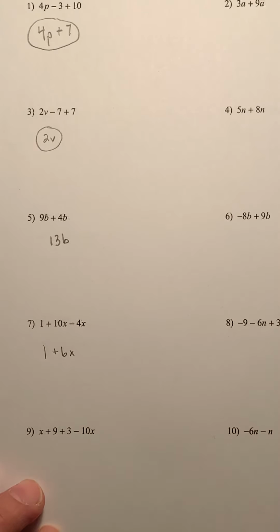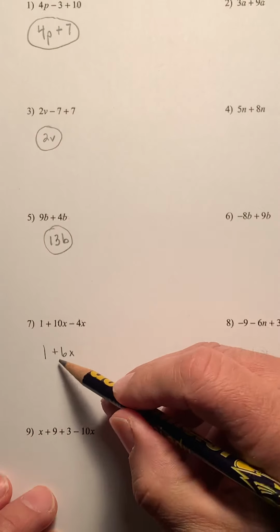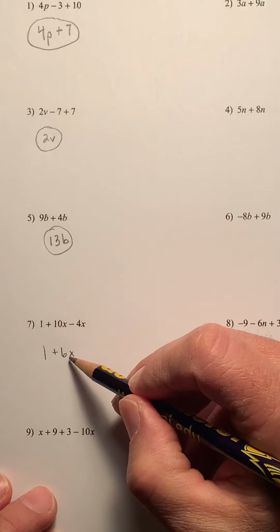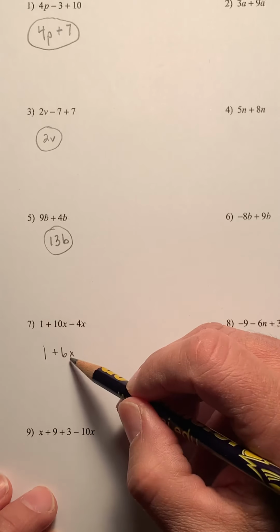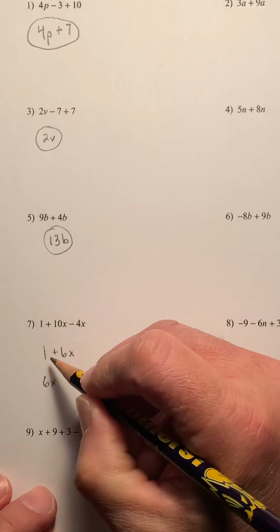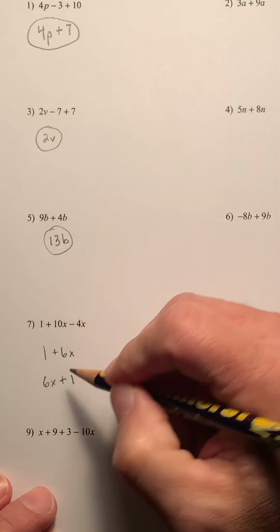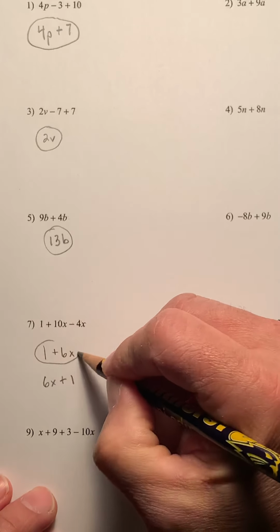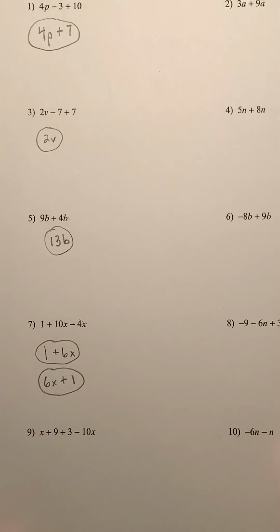Now, something to get used to, something you want to get in the habit of as you get into higher and higher mathematics, is you always like to have your variable term first when you have terms being added or subtracted together. So even a better answer than 1 plus 6x is 6x plus 1. Just a slightly better way to write it, but I would accept either one of them in this case for your answer. It's not going to make a big difference whether you do it either direction right now.